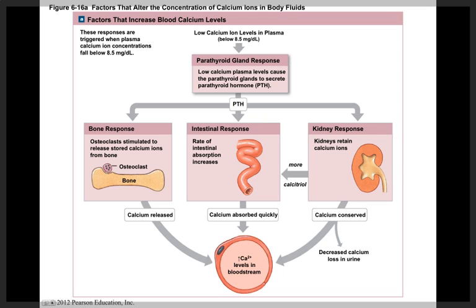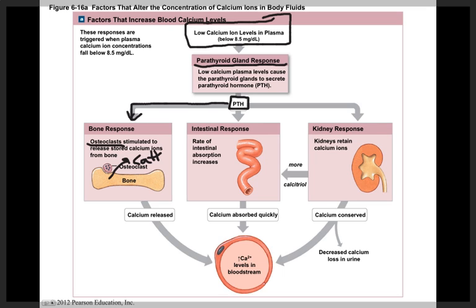Let's say that we had low calcium ion levels in the plasma. So we have low calcium in the blood, basically. The parathyroid gland will respond by secreting a hormone called parathyroid hormone. Parathyroid hormone will do three things. It will stimulate osteoclasts. So remember, osteoclasts will tear down bone and release calcium. It will also stimulate the intestines to start increasing the intestinal absorption. So whatever you eat, more calcium will be reabsorbed into the body.